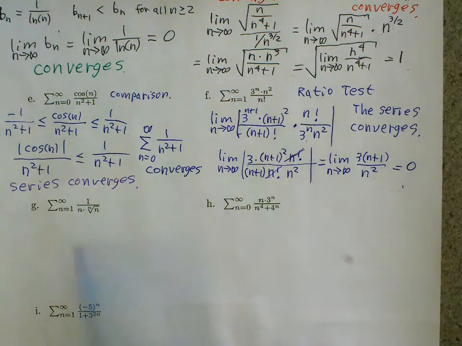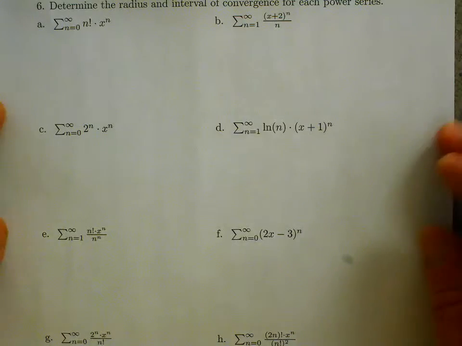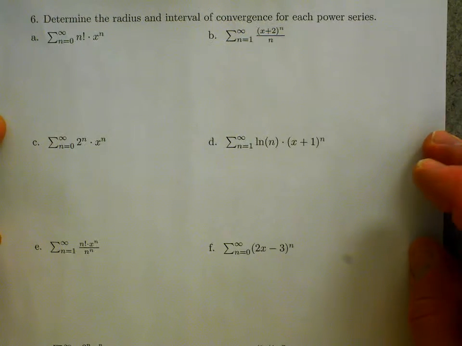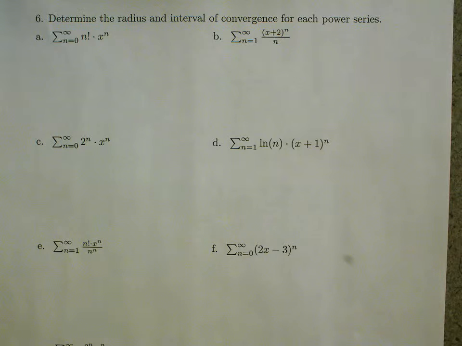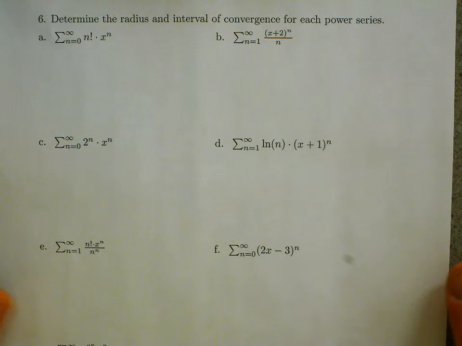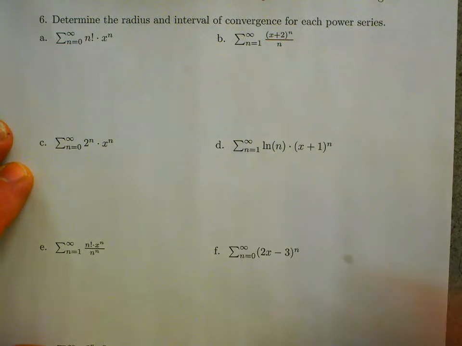Okay, for now we'll bypass these next examples and let's move on to the next sheet and look at some of these. So here it says determine the radius and interval of convergence for each power series. Okay, let's start with part A.